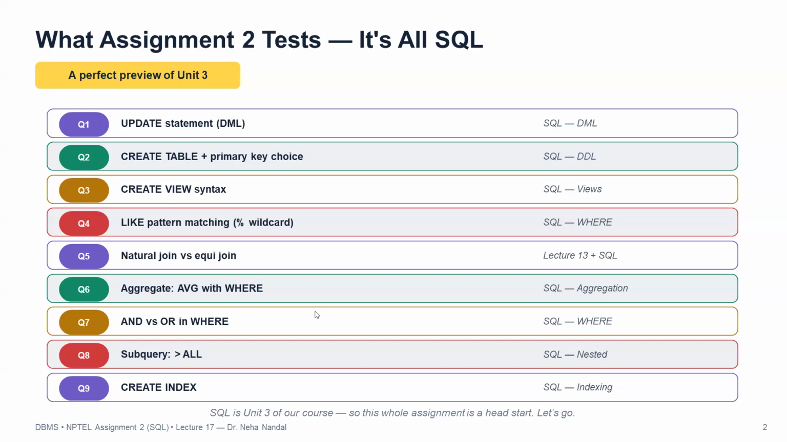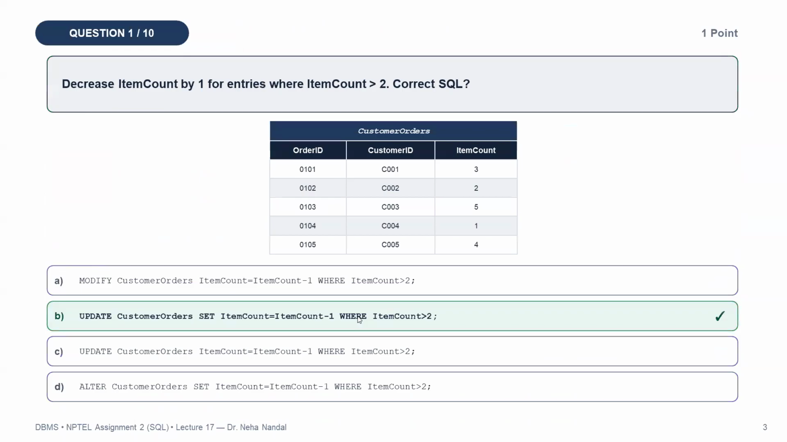So the questions are all about update statement, creation, syntax of the view, pattern matching, natural join, equijoin, average aggregate functions, AND versus OR, and subqueries. Okay, so we'll see them one by one, how we are going to solve them. So this is our first question.